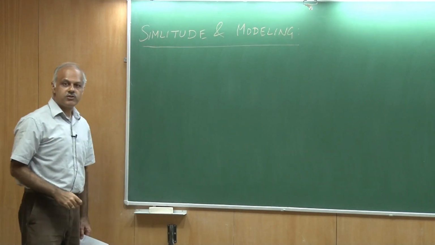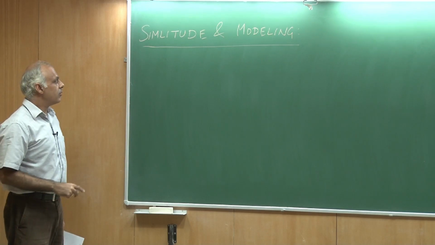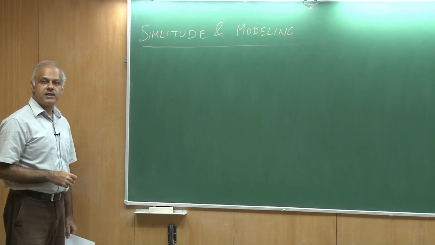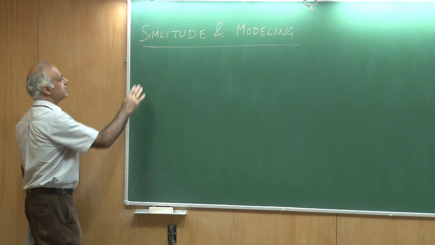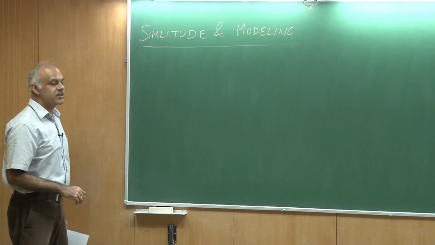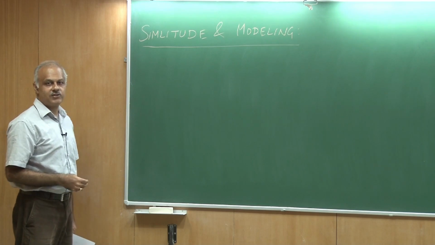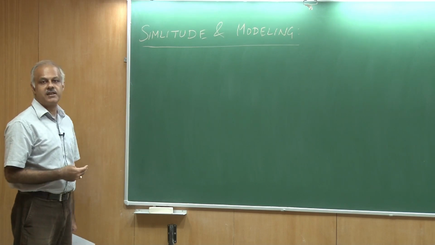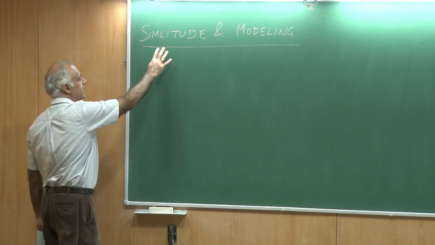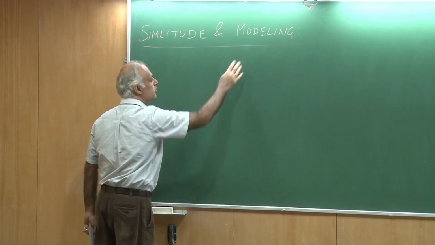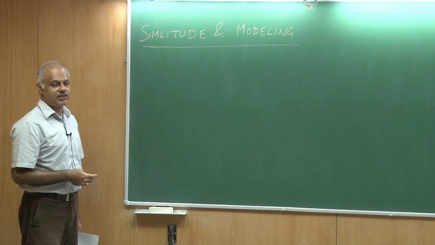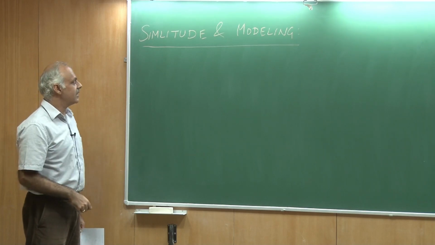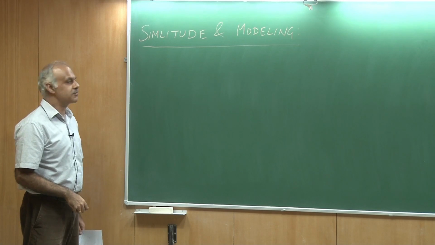So, I hope by now you have got a fair idea of the meaning of these two words in this phrase, similitude and modeling. As the name suggests, similitude refers to similarity. How do you make flows similar? And then how do you model using these similarities to get the desired results? That whole thing is very important from an engineering perspective.